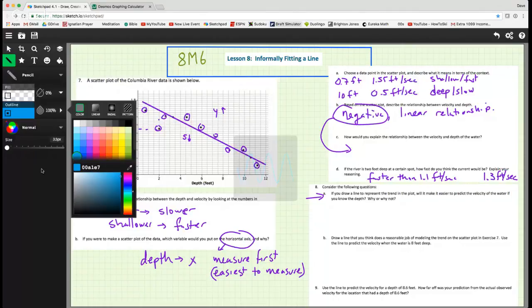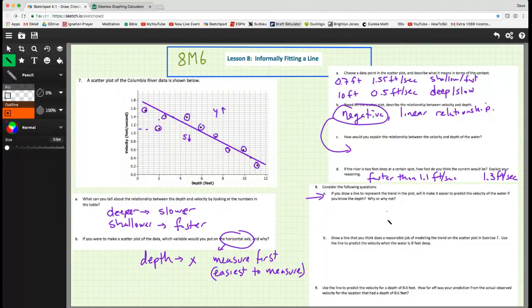So let's go to orange. And now let's see, if you draw a line to represent the trend, will it make it easier? So the answer is yes. Visually, we can answer quickly.